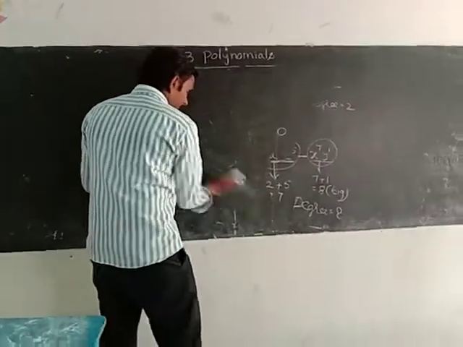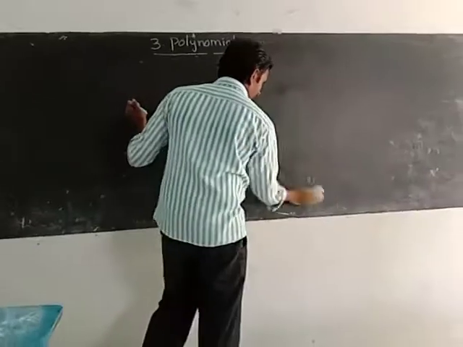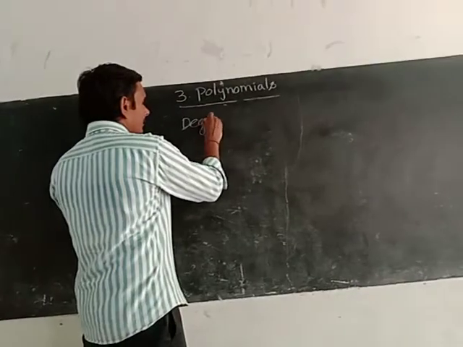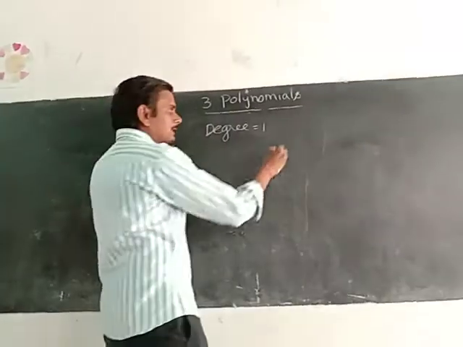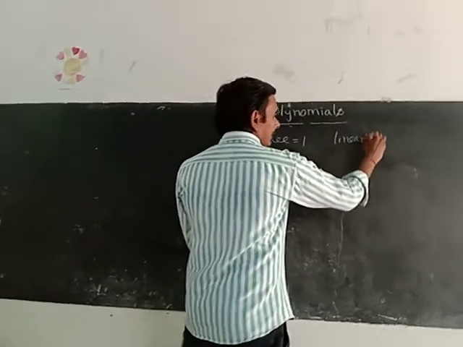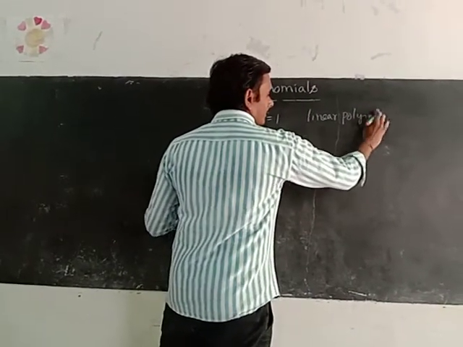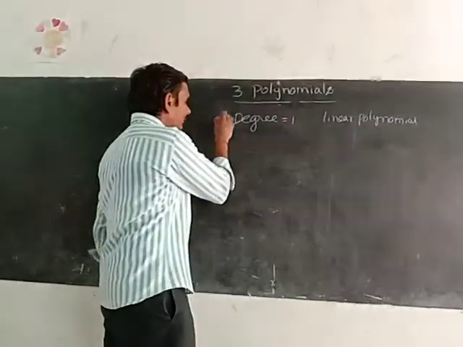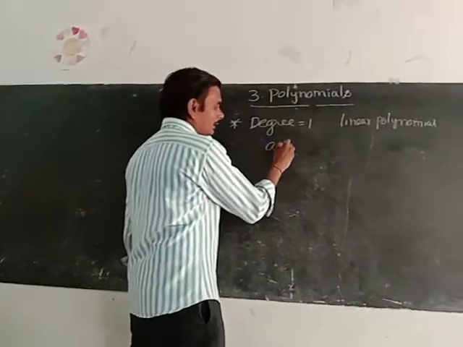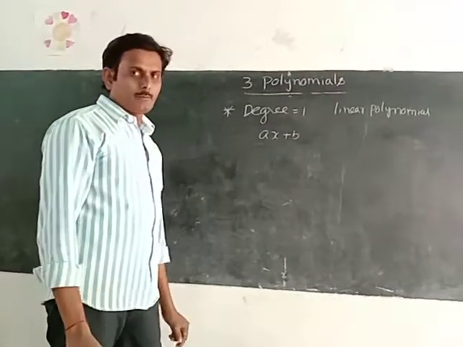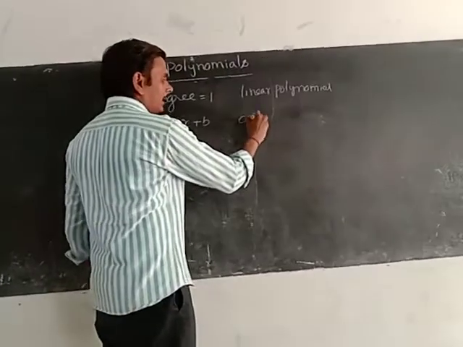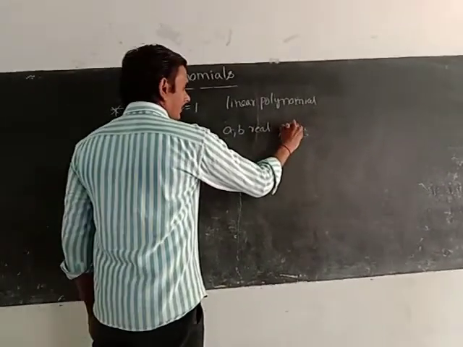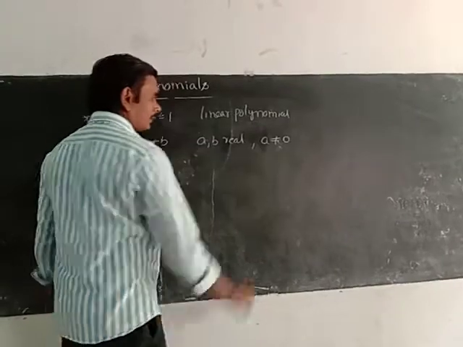For example, a polynomial having degree 1 is called the linear polynomial. The basic form of the linear polynomial is ax plus b, where a, b are real coefficients and a is not equal to 0.